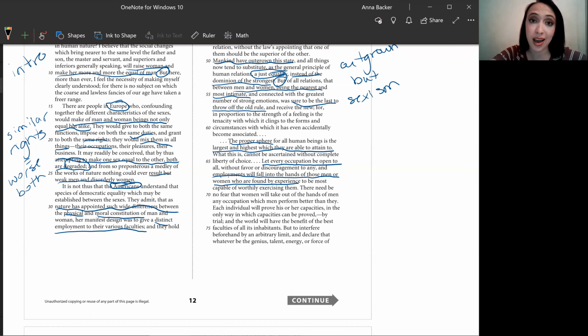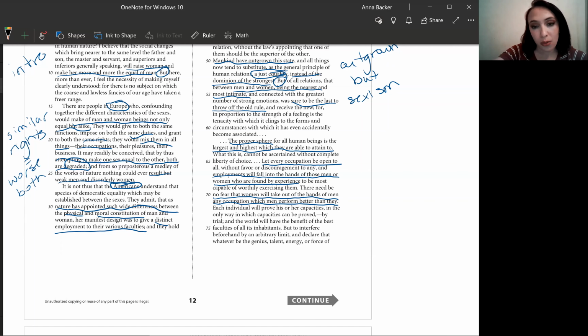So what this is saying now is that if we just leave all jobs open to man and women, then they will ultimately fall to who is best at doing them. So we keep seeing this too, right? If we keep reading, we will find that there should be no fear that women will take out of the hands of men any occupation which men perform better than they. So again, we're just doing this trial and we're seeing, okay, if man performs better, man gets the job. If woman performs it better, woman gets the job.